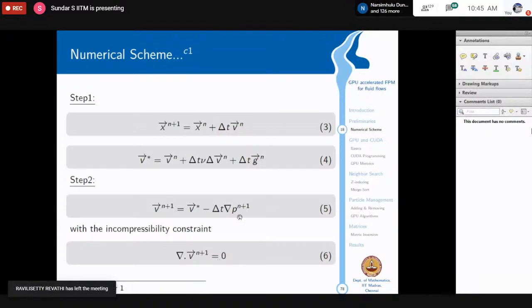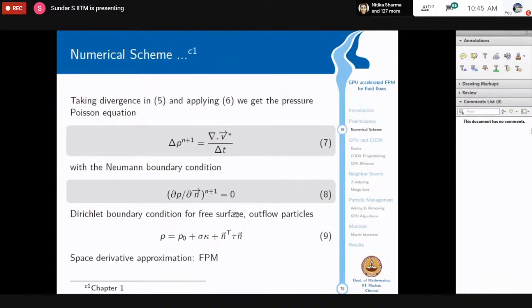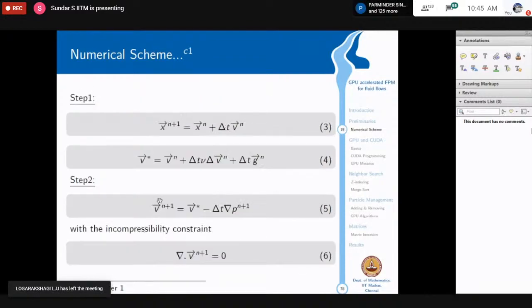So how do I get P? What I do is I take a divergence here. Divergence of Vn plus 1 is 0. Divergence of V star is not 0. The moment I have divergence of gradient P, I have a pressure Poisson equation. So I will be solving the Poisson equation for the pressure, which is a boundary value problem for P, the pressure Poisson equation at the n plus 1th time. I take a divergence on Vn plus 1, which is 0. Divergence of V star is not 0, but the divergence of gradient P will become Laplacian.